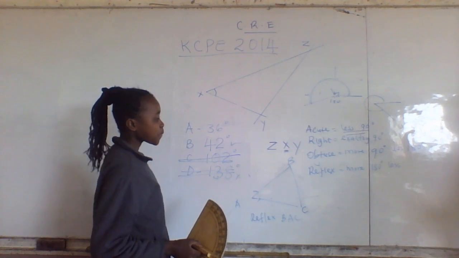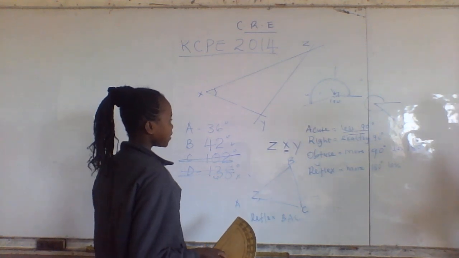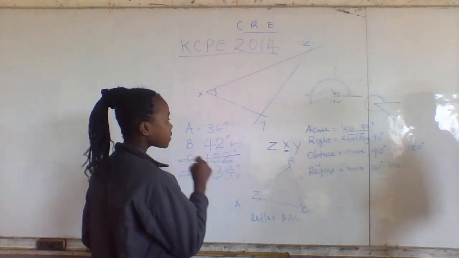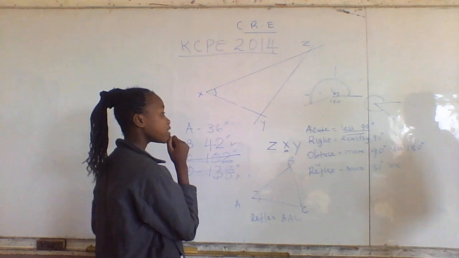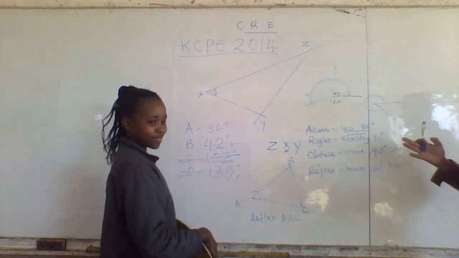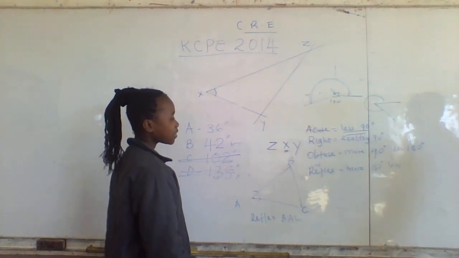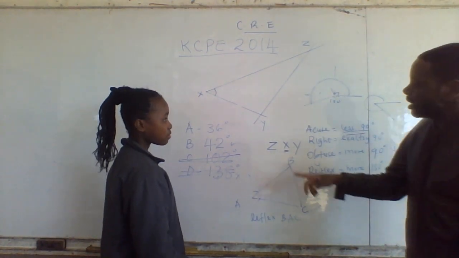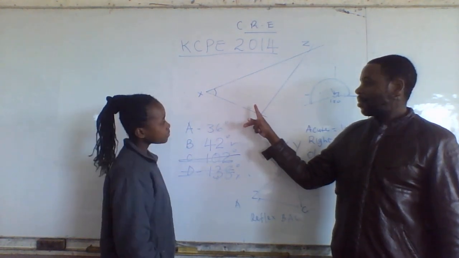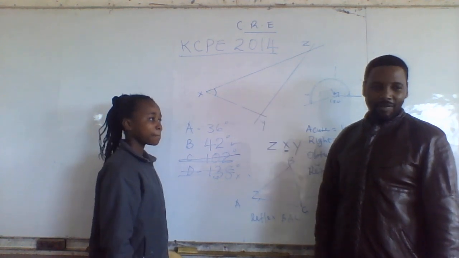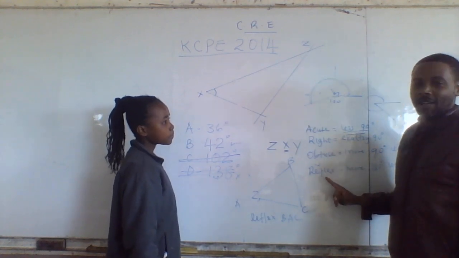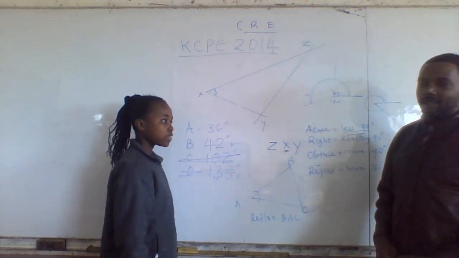Before you measure, tell us what we need to know. This is the angle Y. Now you're going to measure this one. What type of angle is it? Right angle triangle. This is a right angle. What type of angle is this? Is it acute, right, obtuse, or reflex? That's what I'm asking. Right angle.